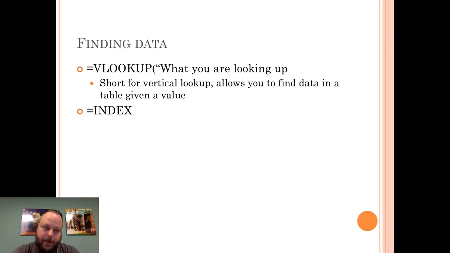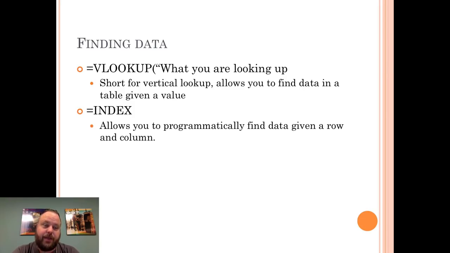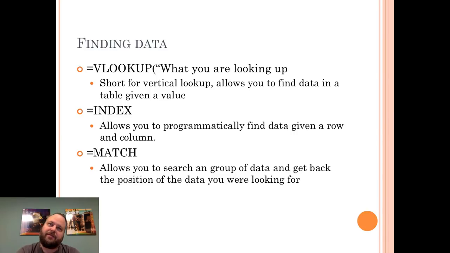We also have another one called INDEX. It's basically the same thing as VLOOKUP, but it has two values instead, so it can go into a column and a row. We can give it two numbers and find where we need. We also have one called MATCH. It allows us to search a group of data and find the position where that data is. So let's go ahead and look at that.